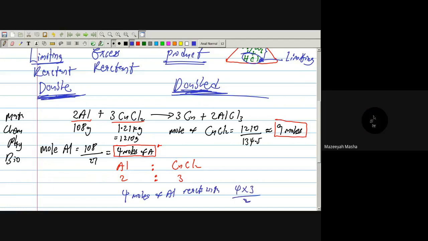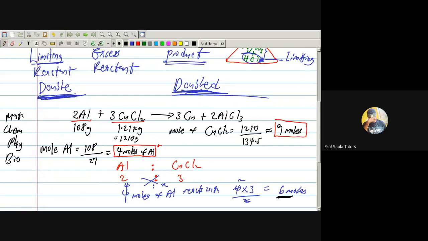Do you know how I got that? Cross multiply. You observe that 4 times 3 divided by 2. Do you see that? Exactly, good. So 2 here, 3 here, what do I have? 6 moles. Now pay attention. 2 moles react with 3. It means that the whole 4 moles of aluminium I have here should react with how many moles of copper 2 chloride?